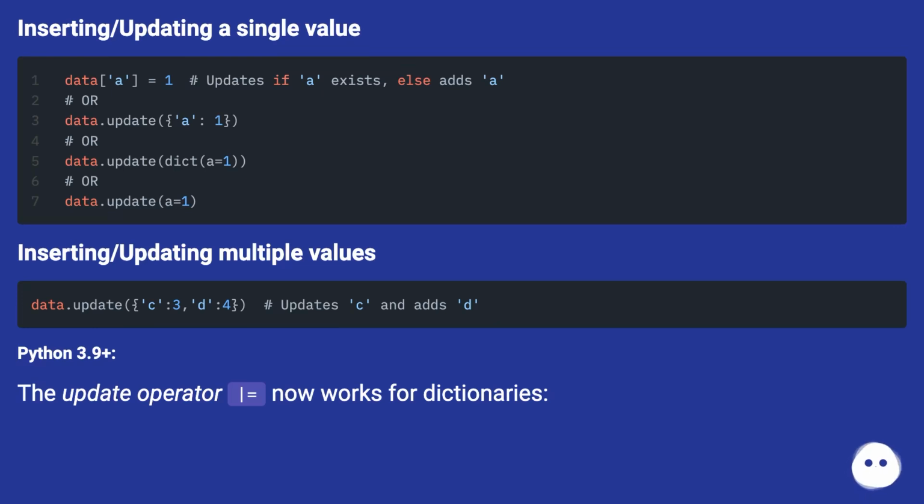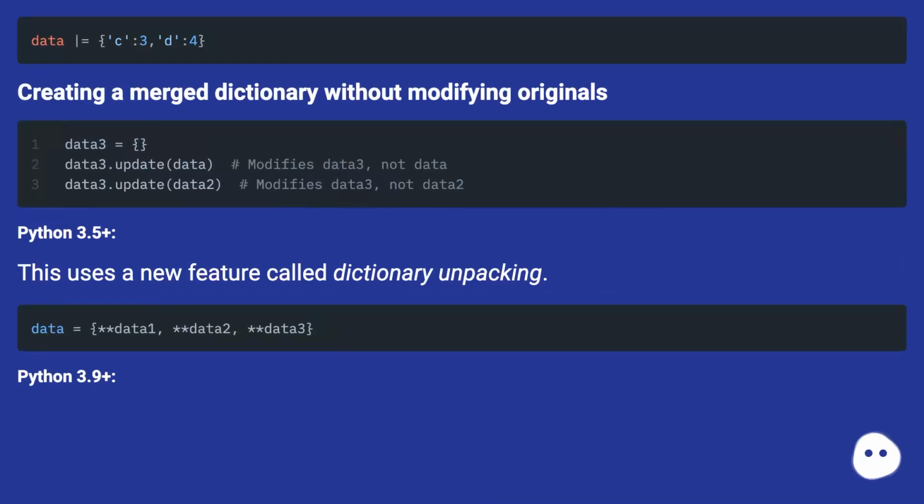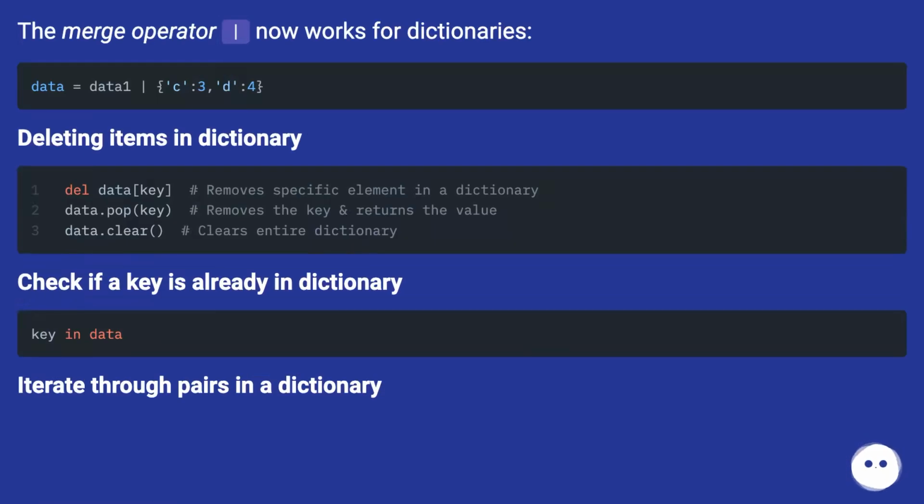Python 3.9 plus. The update operator |= now works for dictionaries. Creating a merged dictionary without modifying originals. Python 3.5 plus. This uses a new feature called dictionary unpacking. Python 3.9 plus. The merge operator | now works for dictionaries.